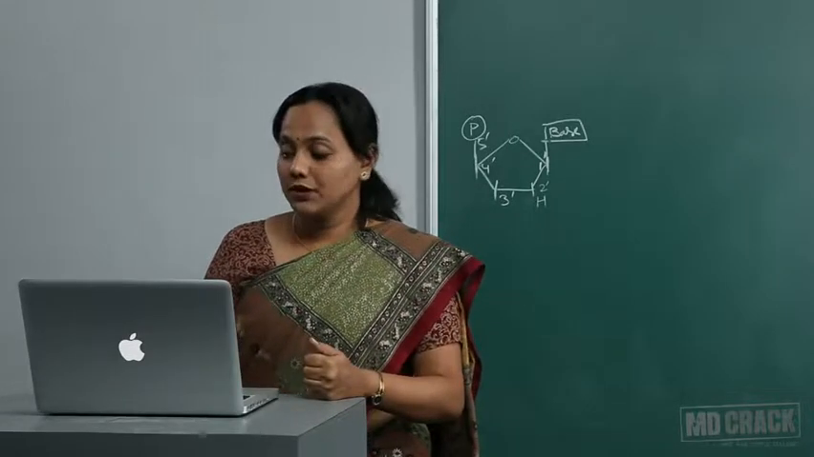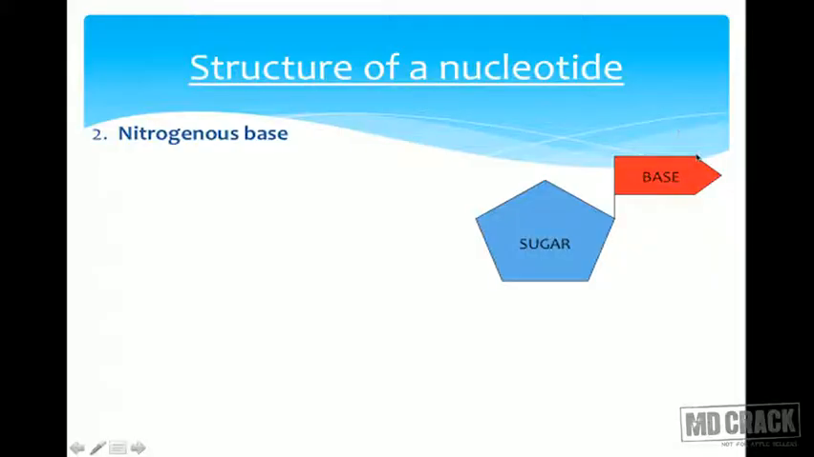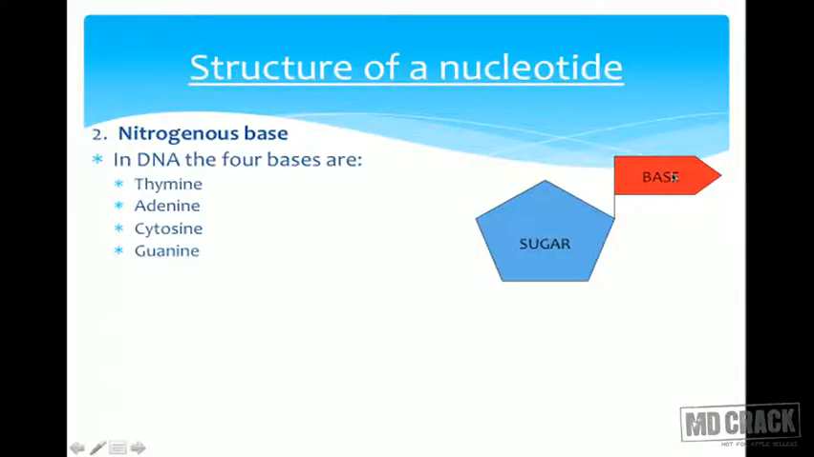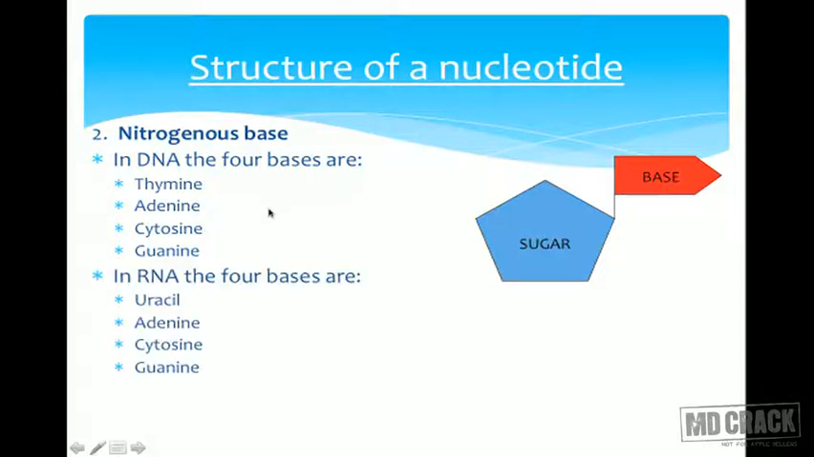Now when a sugar is joined with a base, I have shown a base like this, which are the bases that are present? Now in DNA, 4 bases are present. They are thymine, adenine, cytosine, guanine. Look at the nomenclature. Adenine, guanine, cytosine, thymine are the 4 bases present in DNA. And in RNA, there are 4 bases. Instead of thymine, uracil is there. The base uracil is there.